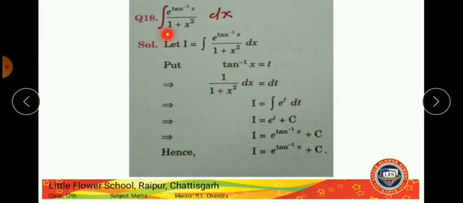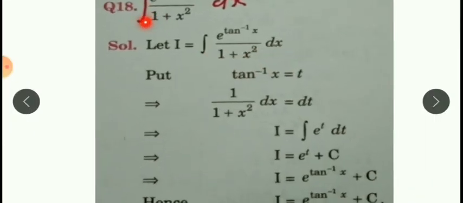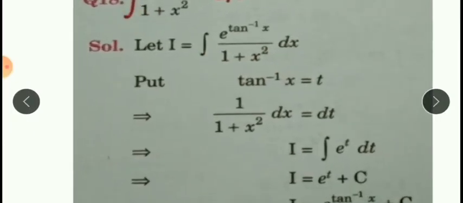Integrate e raised to tan inverse x upon 1 plus x square dx. Again we have to change the question in integrable form. For this purpose, I is equal to integration e raised to tan inverse x upon 1 plus x square dx. Put tan inverse x is equal to t.